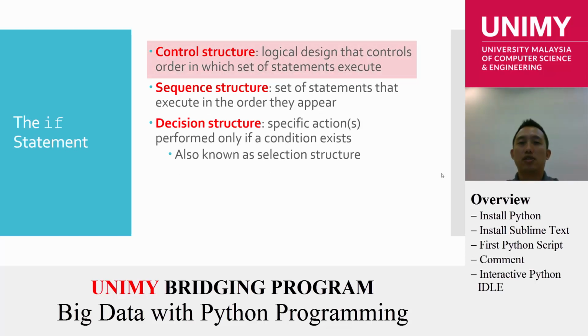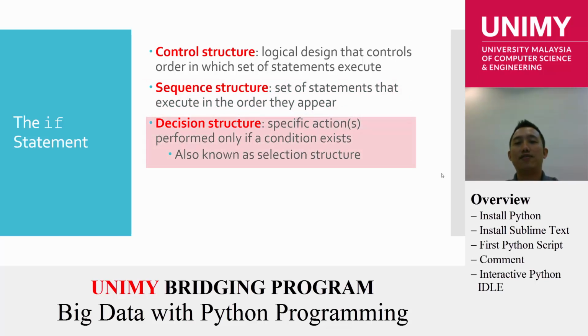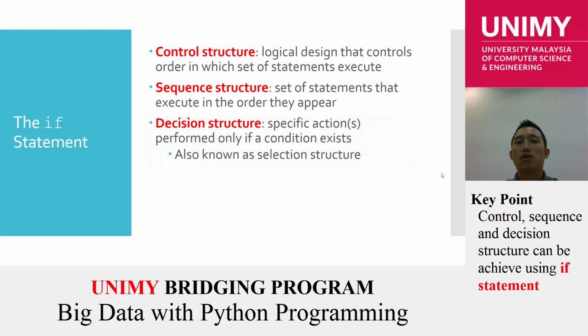A control structure is a logical design that controls the order in which a set of statements is executed. A sequence structure is a set of statements that execute in the order they appear. A decision structure performs specific actions only if a condition exists, or we call it a selection structure. Control structures, sequence structures, and decision structures can be achieved by using if statements.